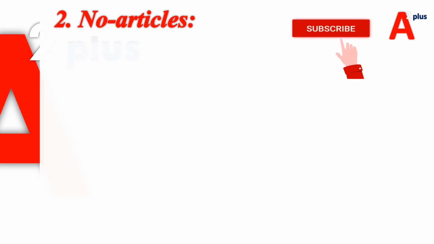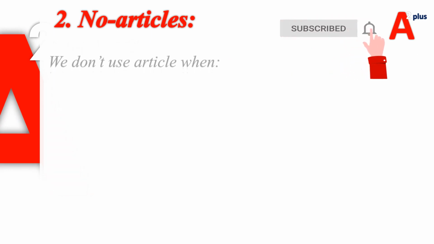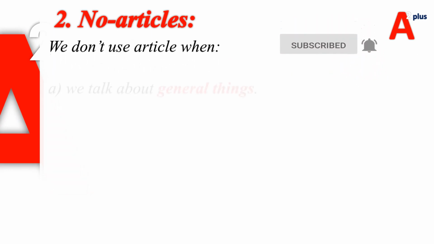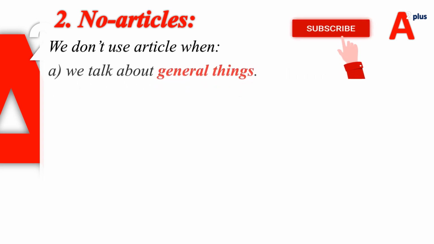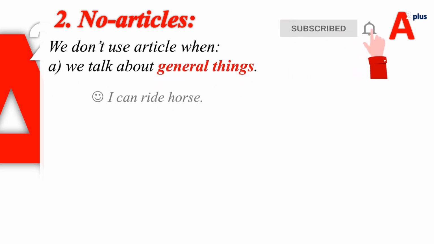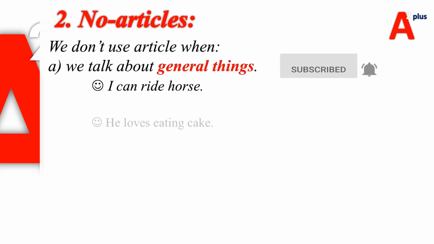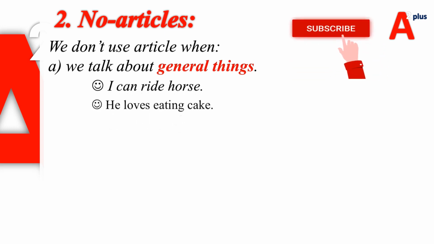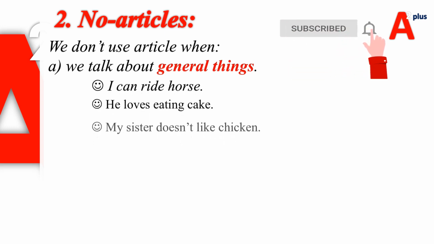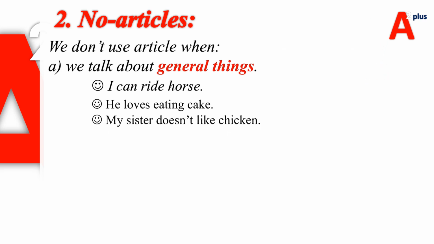The last one is no article. We don't use article a when we are talking about general things. For example, I can ride horse, we don't say a horse. I can ride bicycle. He loves eating cake, which cake, in general. My sister doesn't like chicken, in general.